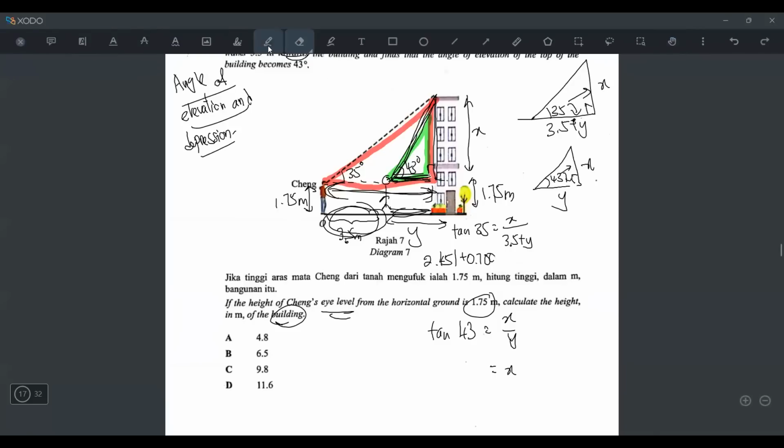0.7002y. 0.7002y equals to x. Okay, and then let's do the same here. Let's press tangent 43 and then times y. So tangent 43, what's tangent 43? 0.9325, but you have to times y, right?